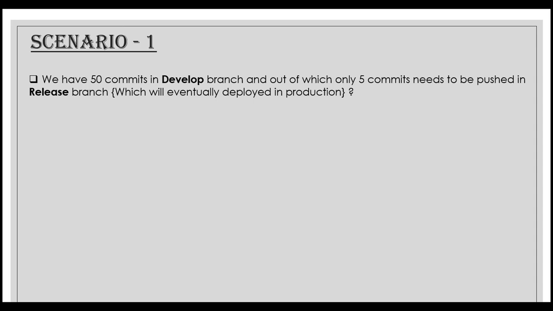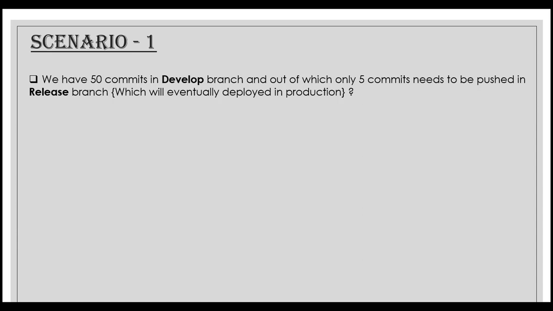Let's start with the first scenario. Let's understand what exactly the question is. We have 50 commits in the develop branch, and out of which only 5 commits need to be pushed into the release branch. And from the release branch, the changes will be pushed into production. So the question is, we have around 50 odd commits in the develop branch.